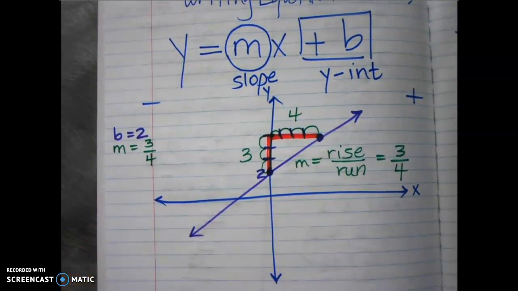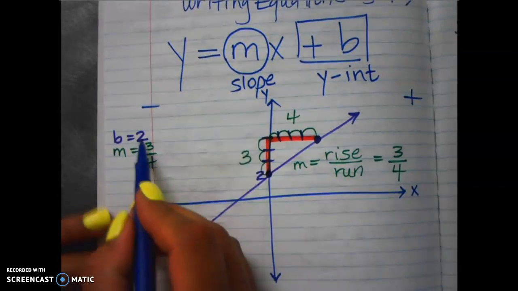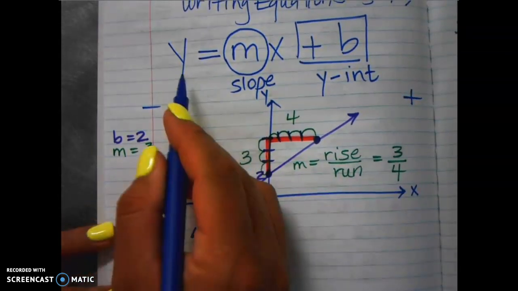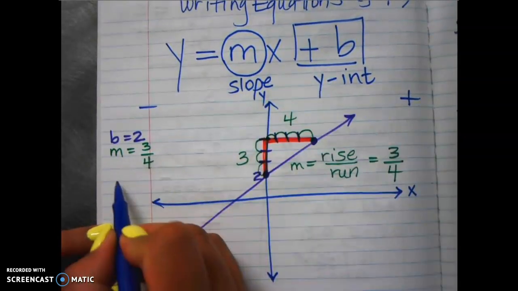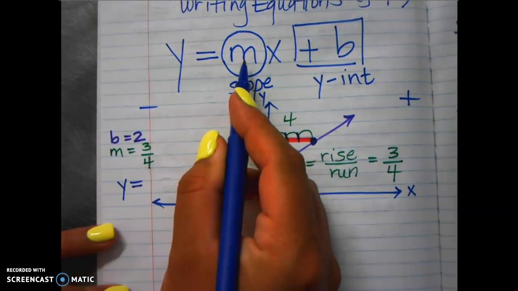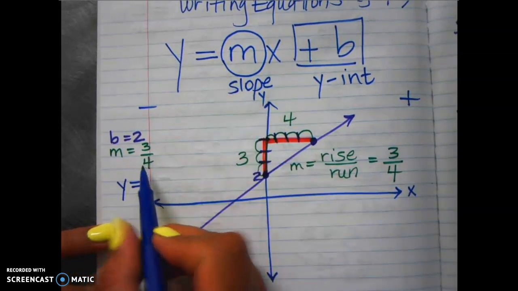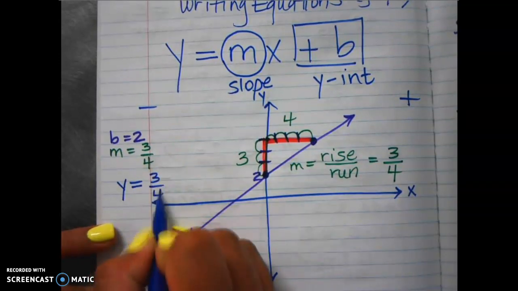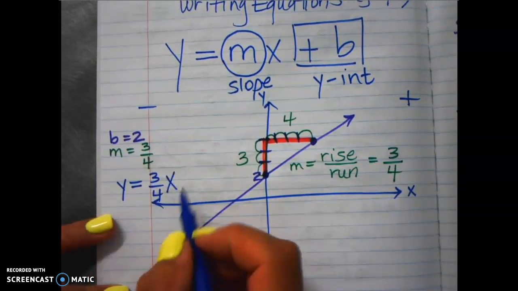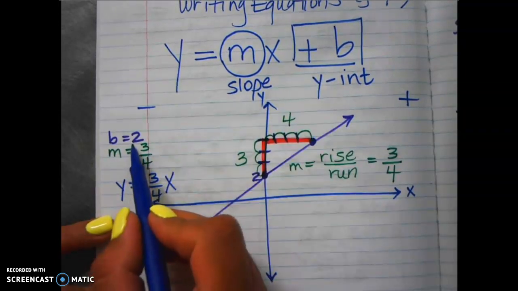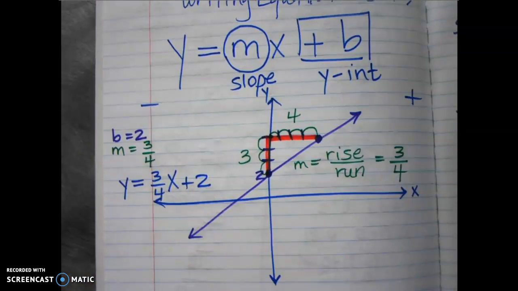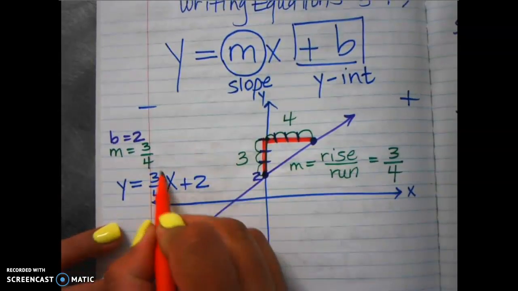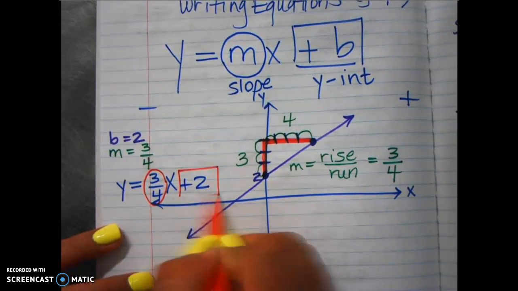Now I should be able to write my equation. If I have my B and my M, I'm going to use my format and plug in those numbers where they belong in the equation. So y equals, instead of the letter M, I'm going to use what we worked out, 3/4 x. Instead of the letter B, I'm going to put what we actually found, plus 2. To stay consistent, I want us to circle that slope and put a box around your B.